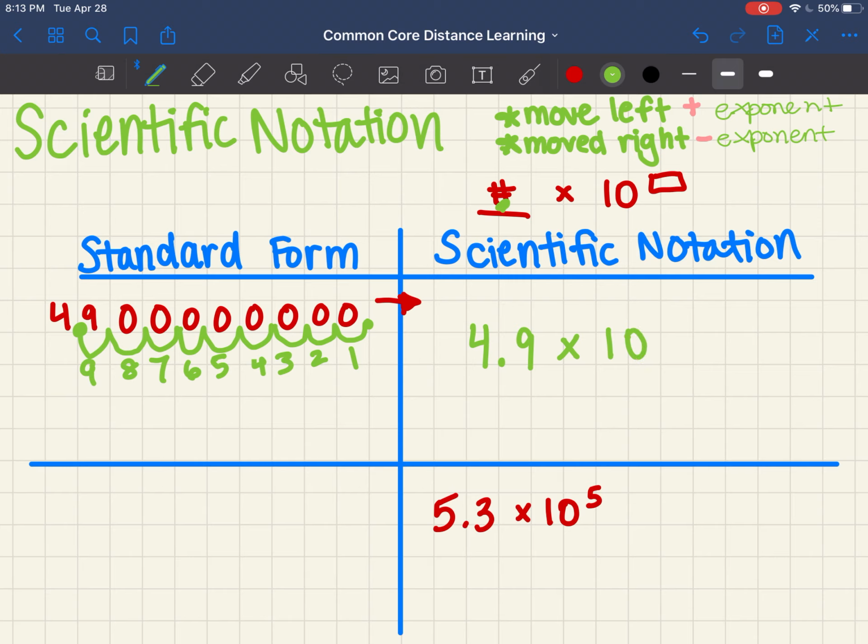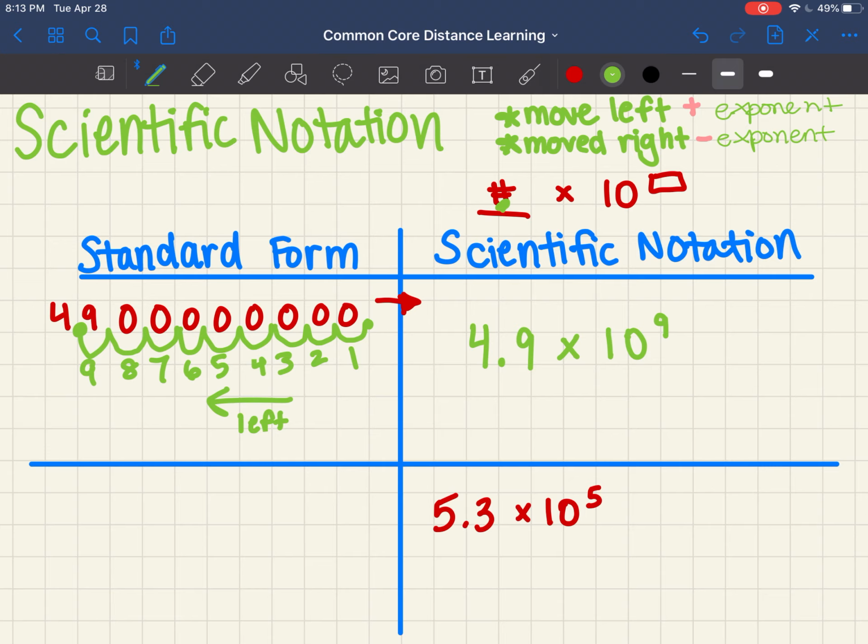Now I need to figure out my power. 10 to the power of what? I moved this way with my decimal. For all those that are thinking, that is to the left. So I know that my power is going to be positive. So I have 4.9 times 10 to the power of 9.